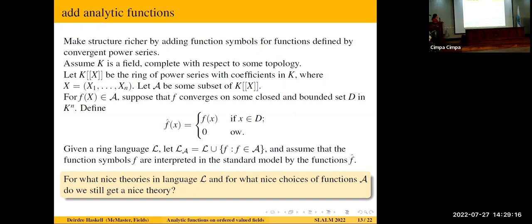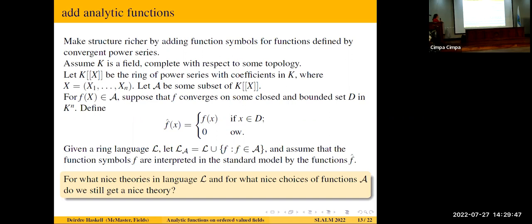suppose we have such a formal power series which converges on some closed and bounded set in K to the N. Then we can define a function F hat, which is just given by the formal power series if X is in the set on which the power series converges, and we just make it zero outside. And that's what we call a restricted analytic function. So it's given by a power series on some subset of its domain, and then we just cut it off.